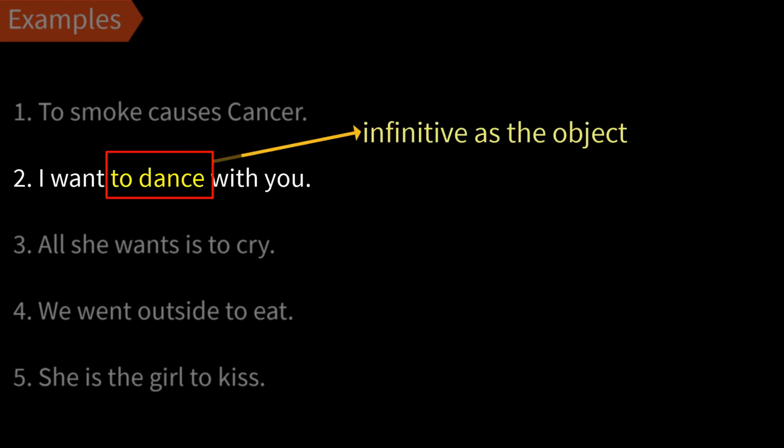Next example. I want to dance with you. What is the infinitive? Very simple. To dance. What is it working as? It's working as a noun, as the object of the verb want. You always want something, right? You want a lot of things. You want a lot of people. What do I want here? I want to dance. So, to dance is the object of the verb want.